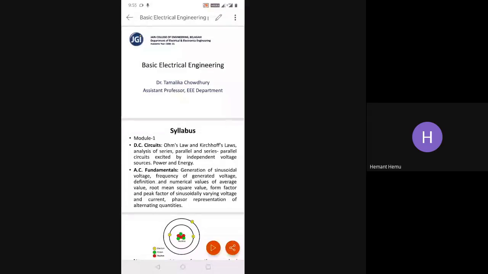So I'll be taking your basic electrical engineering. I am from the EEE department, electrical and electronics engineering department. My name is Dr. Tamalika Chowdhury. For this semester, I'll be taking this subject for the physics cycle, D division. The syllabus of the first module that I am going to begin today is what I am sharing with you. This is only module 1 that you can see here. The syllabus is written.